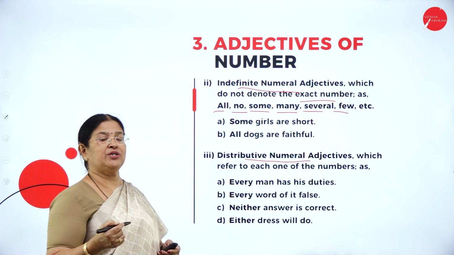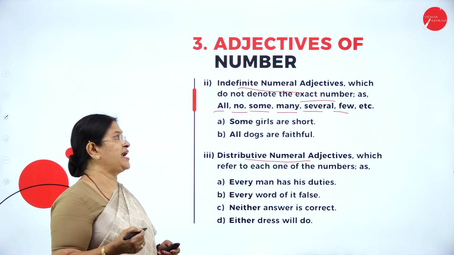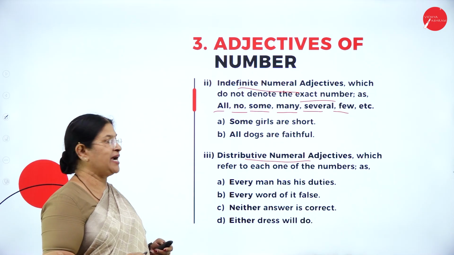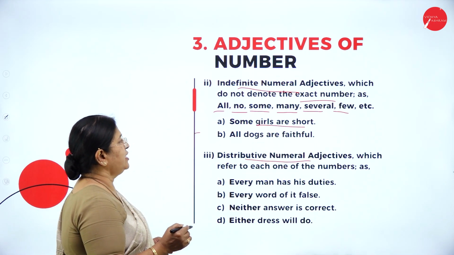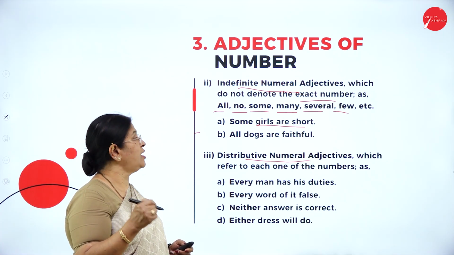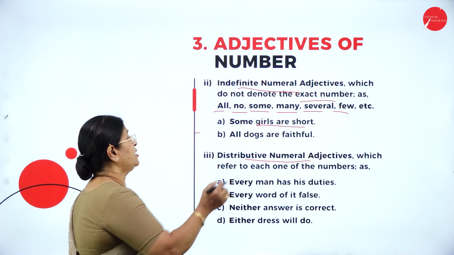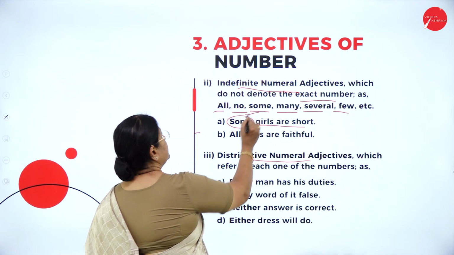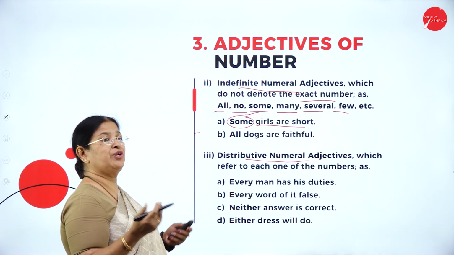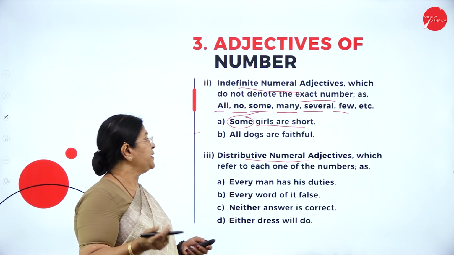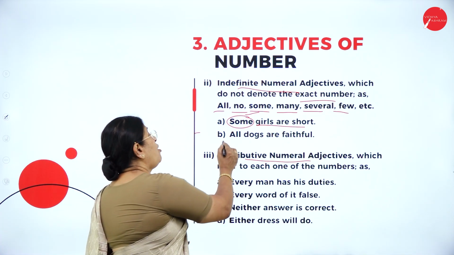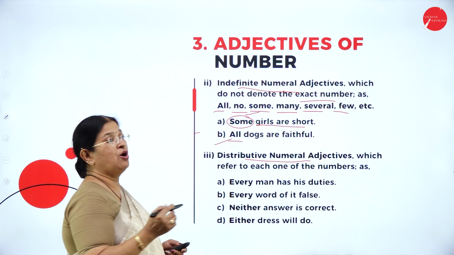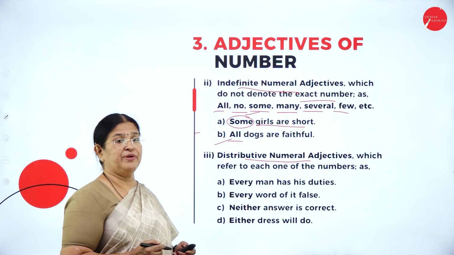Let me come back to the examples to make you understand the indefinite numeral adjective. Some girls are short. Here, how many girls are short? Only some. So here, some is the indefinite numeral adjective. We do not know how many. Then, all dogs are faithful. How many dogs are faithful? All dogs are faithful. So here, all is the indefinite numeral adjective.